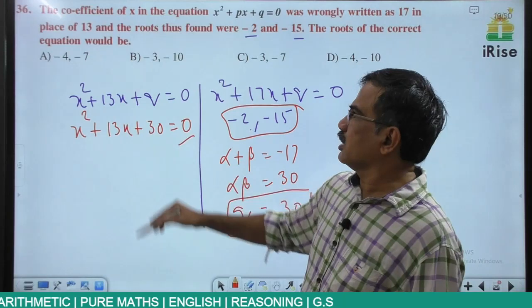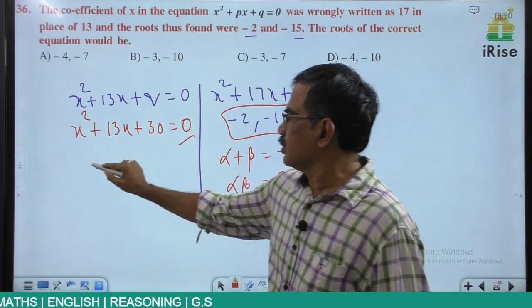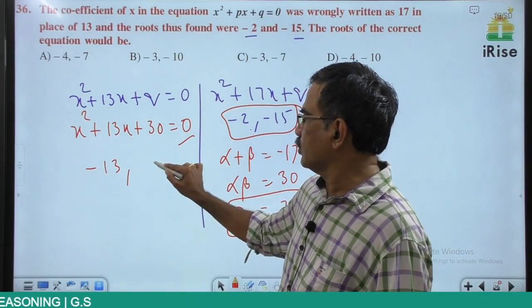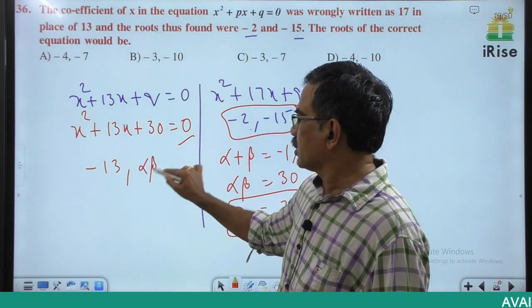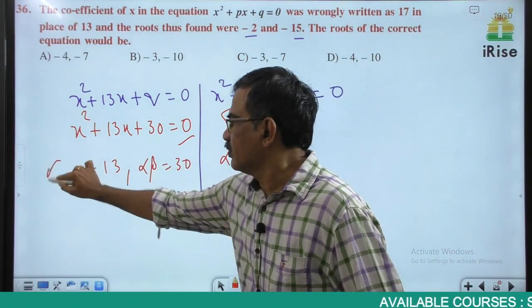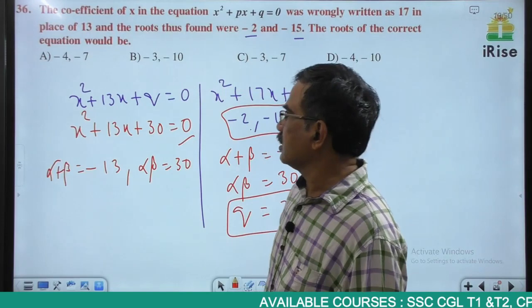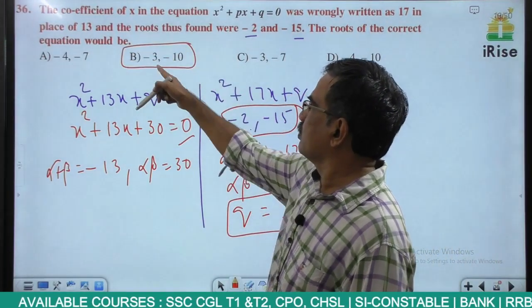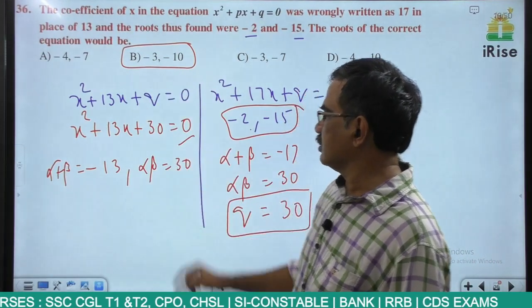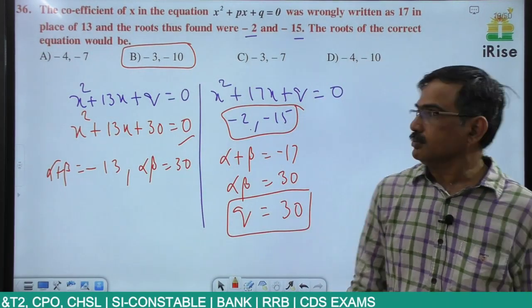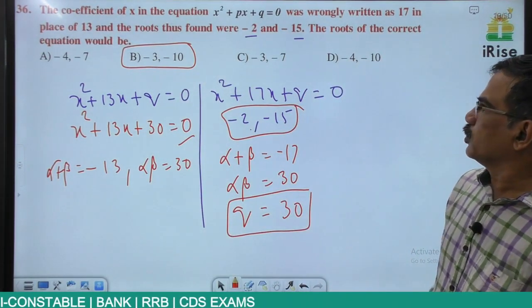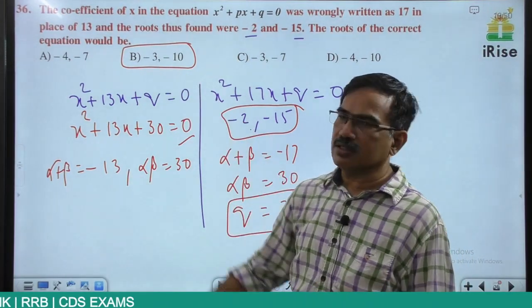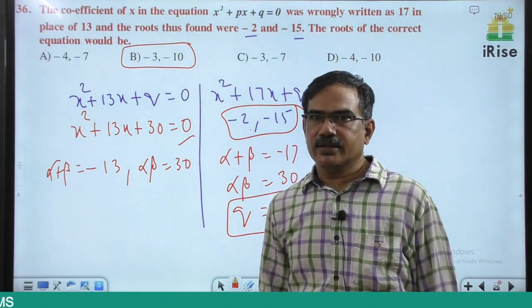Here it is not necessary to solve for roots. Sum of the roots is equal to minus 13 and product of the roots is equal to 30. In which option do we have this one? So answer is this one. Sum is minus 13, product is 30. Okay, next question.